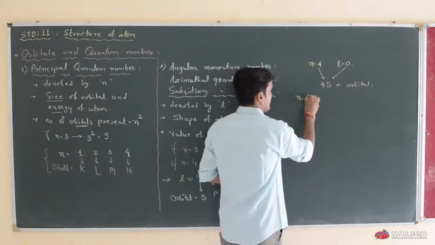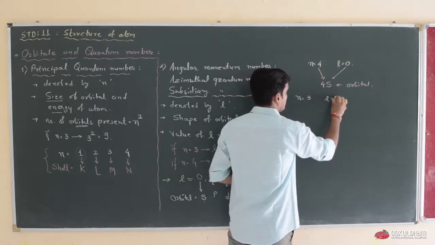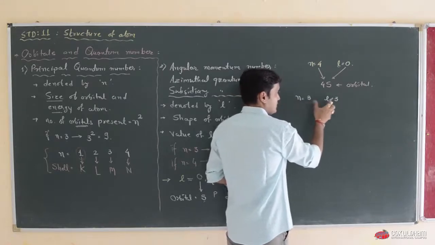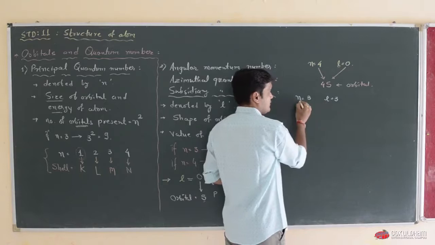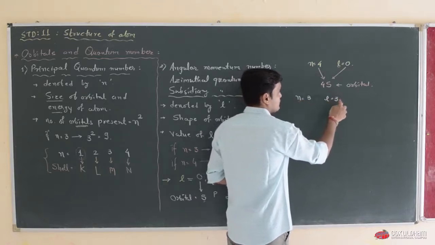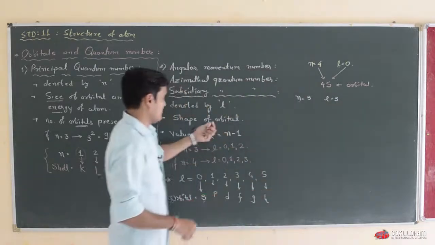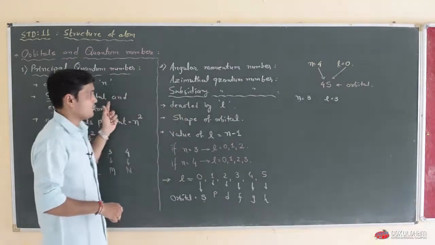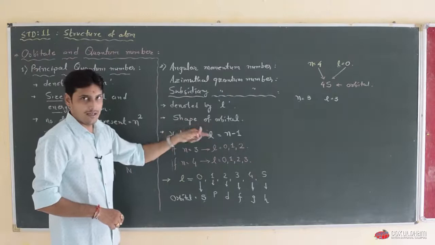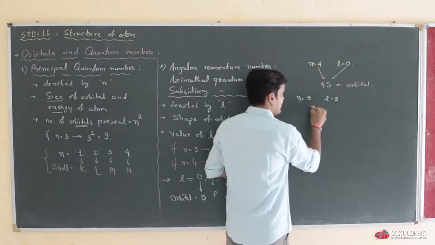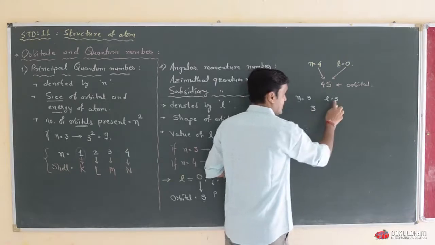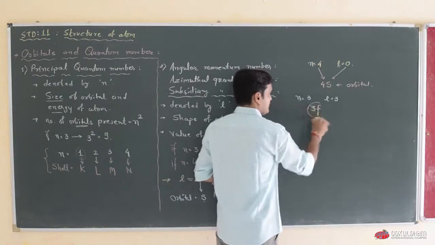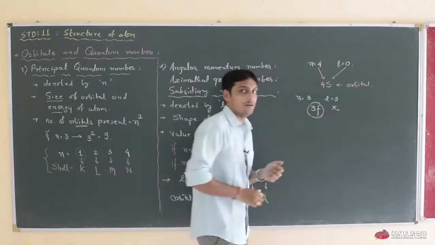Another example: n is equal to 3 and L is equal to 3. This is the wrong example because the value of n is 3 and L is also 3. In our previous explanation, I already told you that the value of n is always greater than the value of L. So in this example, you cannot write principal quantum number 3 and L value 3, which is f. In chemistry, there is no formation of a 3f orbital.